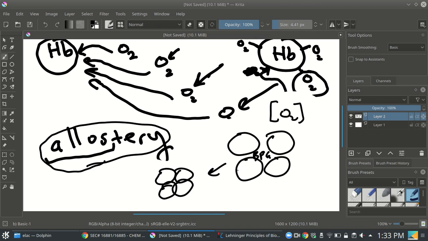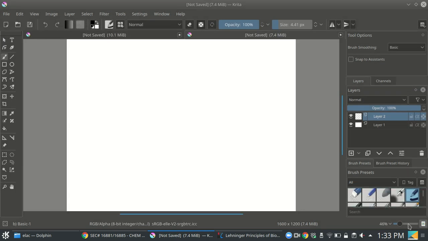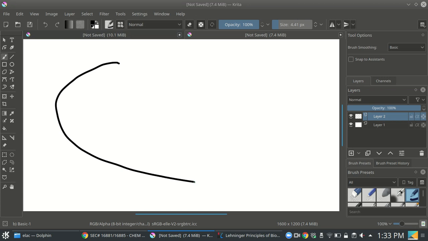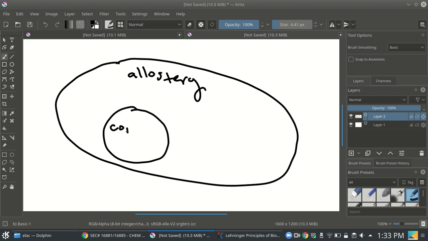Right. Now, let me make this a little bit more complicated. The body is complicated, whether it's human or mammalian or reptilian, whatever it is. Cells are complicated, and we need to understand that complexity. So allostery represents this broad category. Now, within this category, there is a subcategory called cooperativity. Cooperativity is what we observe with the hemoglobin. So in cooperativity, the hemoglobin concept is included.